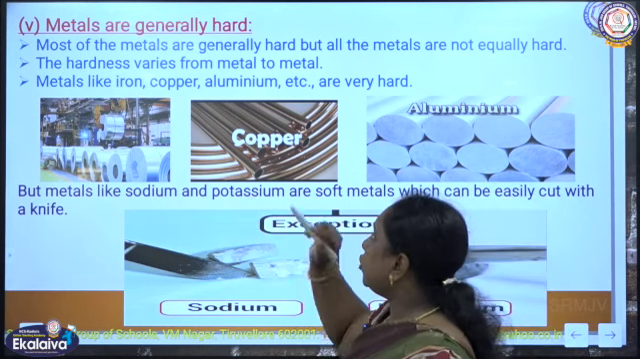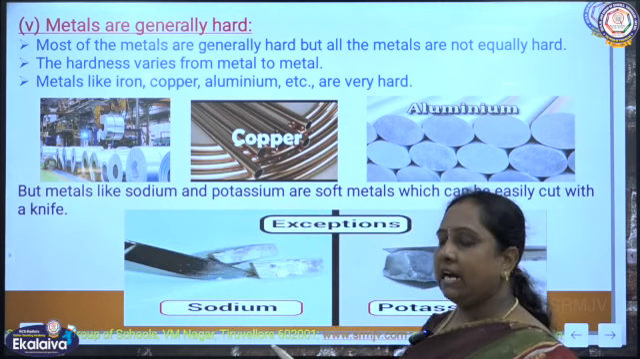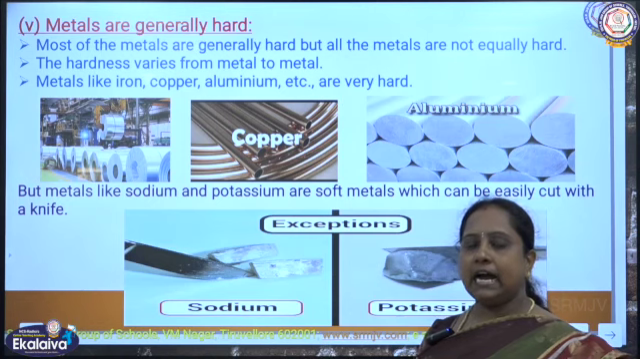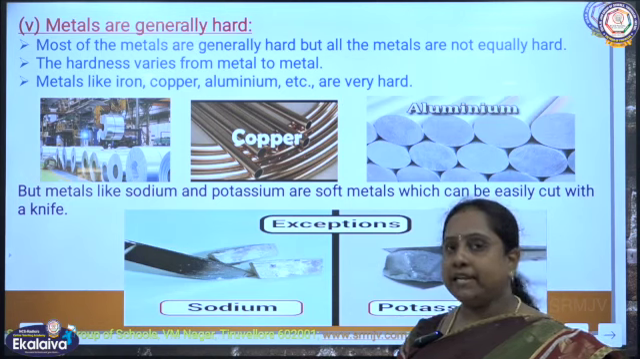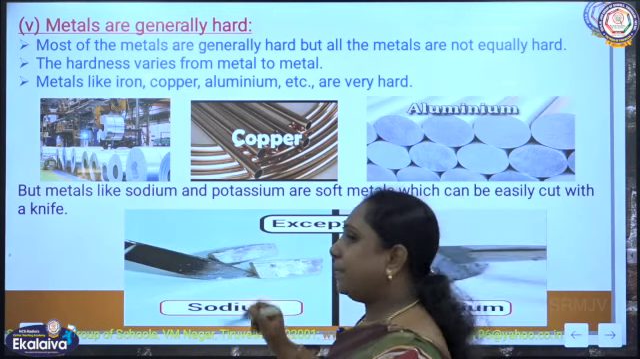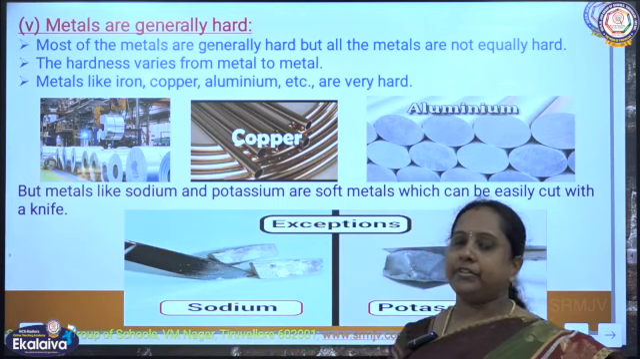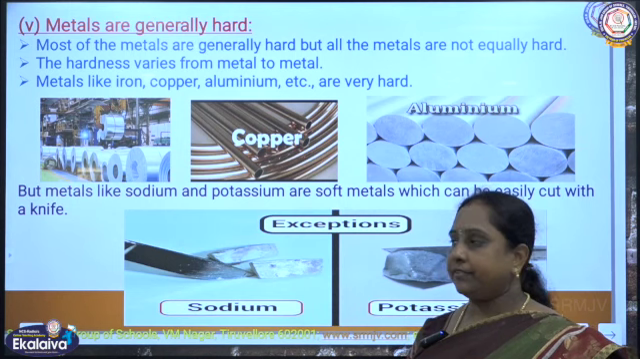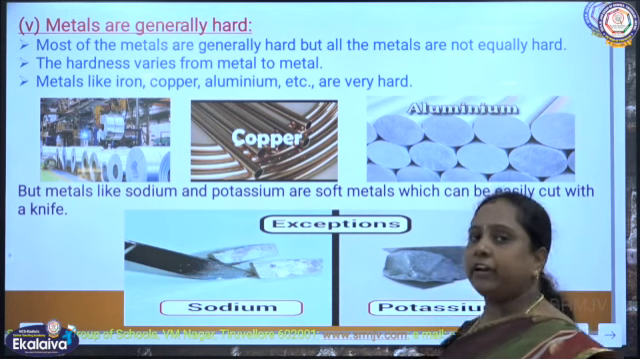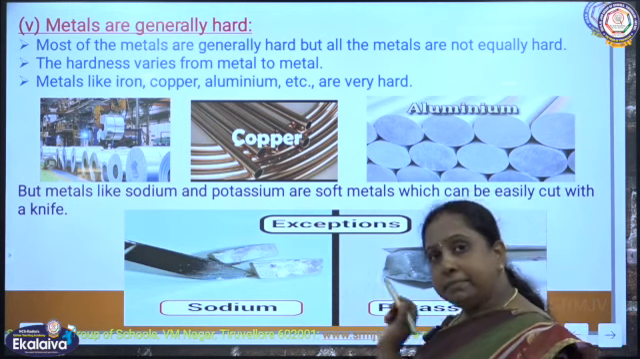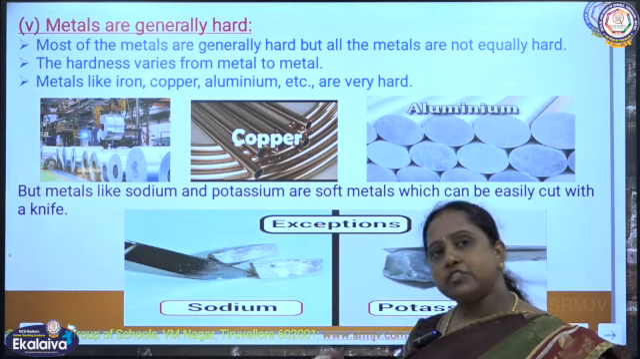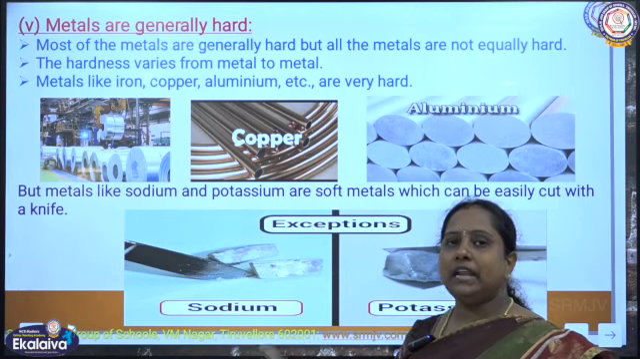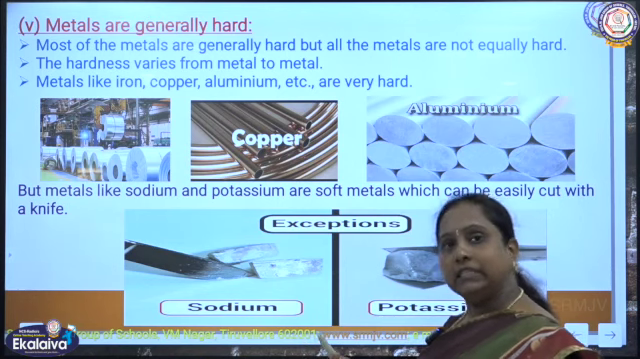Metals like iron, copper, aluminium, they are hard enough. That is why they can be used for making utensils and the other articles which are used as appliances at home also. Okay, but some of the metals, some exceptions are there. Common exceptions, there are two exceptional metals. One is sodium and the other one is potassium. They are metals, but they have soft nature. That is why they can be cut with a knife.